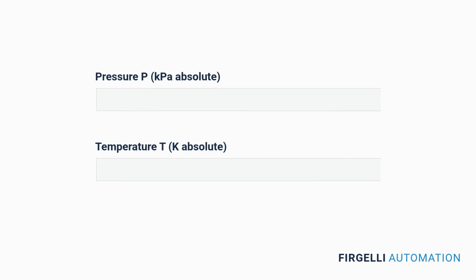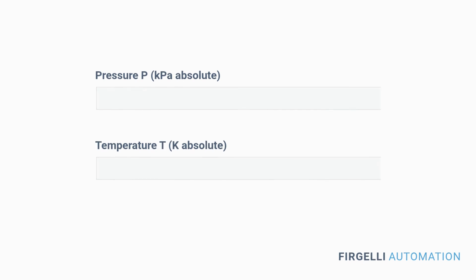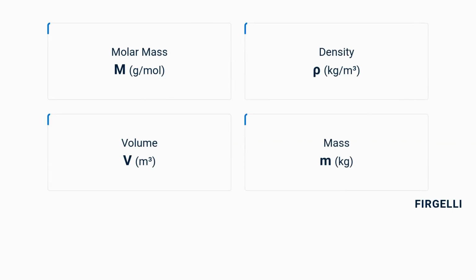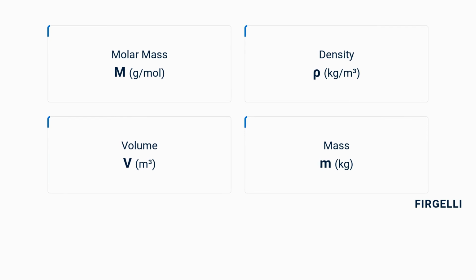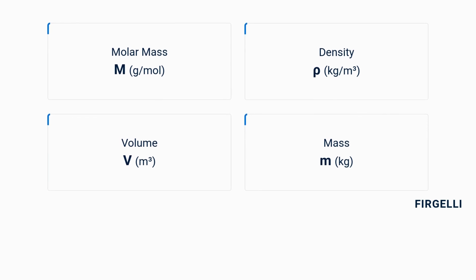Below that, you'll find 6 input fields. Pressure P accepts values in kilopascals absolute. Temperature T takes Kelvin absolute. Molar mass M requires grams per mole. Density ρ displays in kilograms per cubic meter. Volume V uses cubic meters, and mass m accepts kilograms.